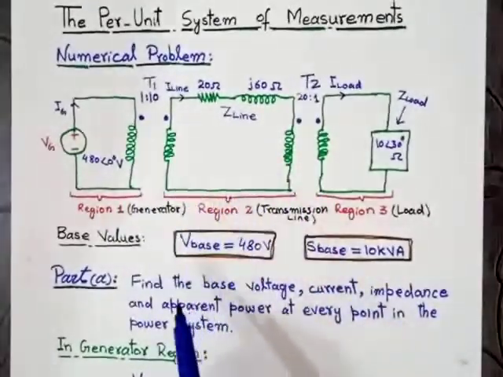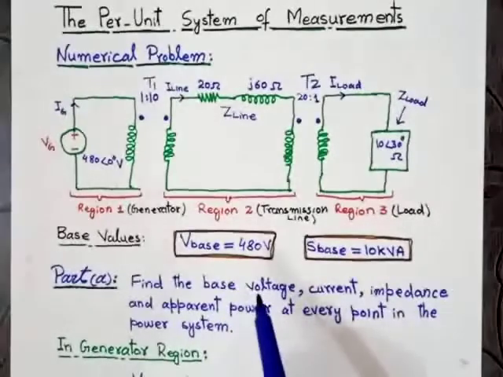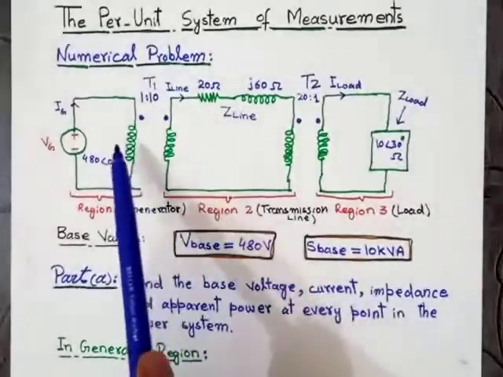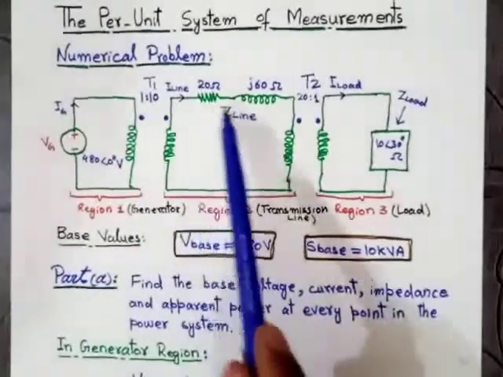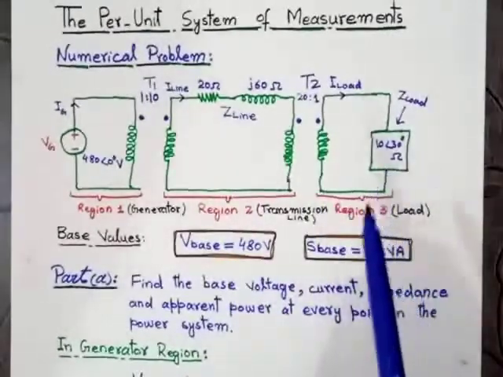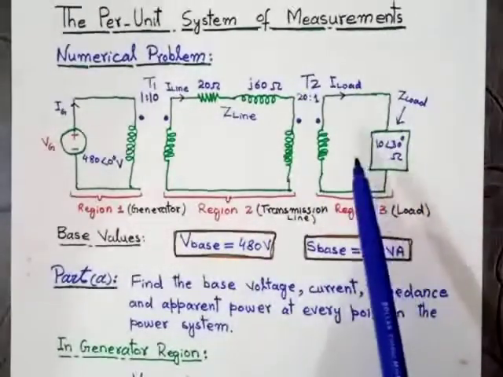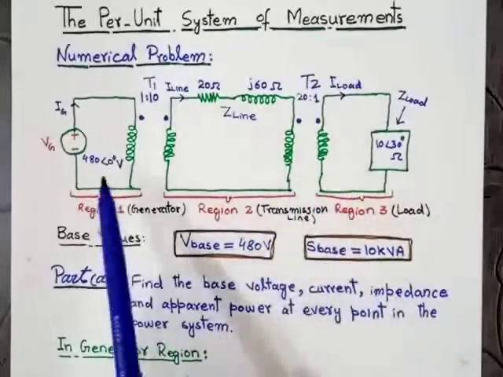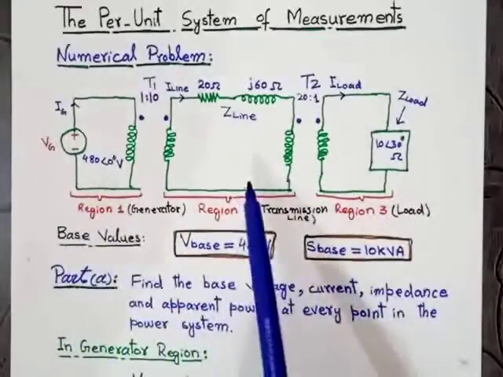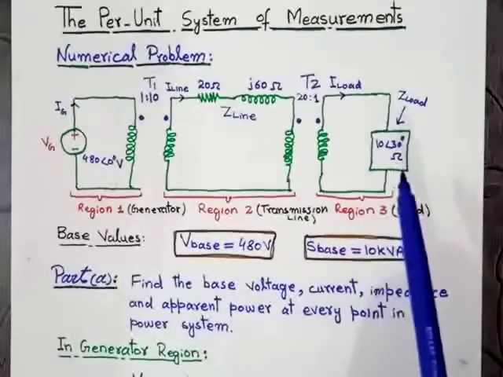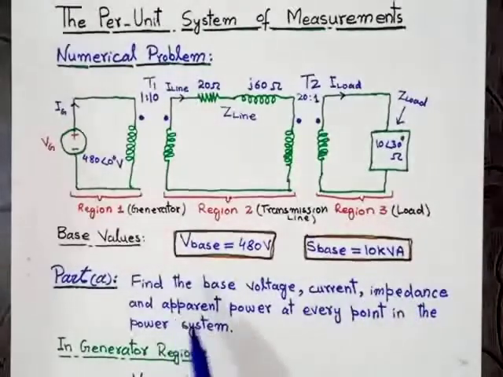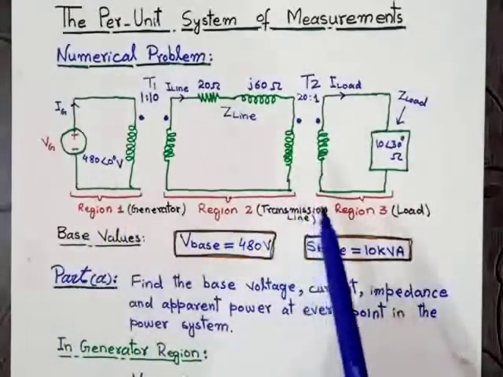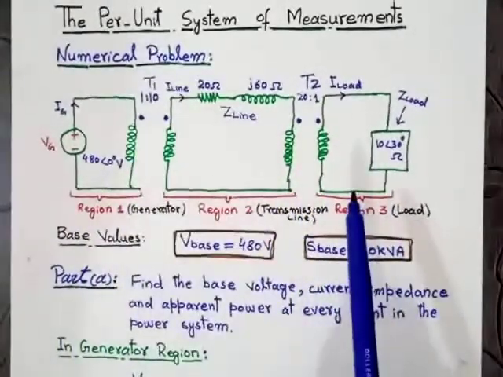It means in part A we will determine the base values in the generator region, then we will find the base values in the transmission region, then we will find the base values at the load side. So we will find the region 1 base values, region 2 base values, and then the region 3 base values. The base values are base voltage, base current, base impedance and base apparent power. There are 4 base values we will find in each region of the power system. This is the power system.